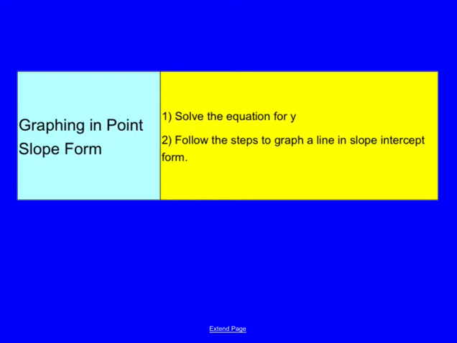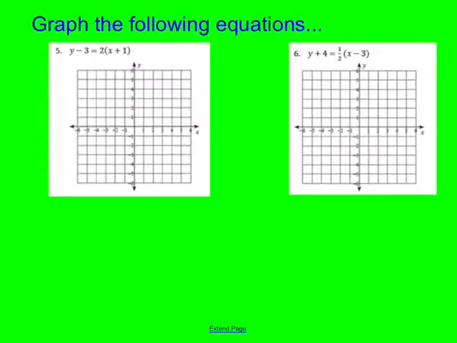Graphing a point or lines in point slope form. The first thing you're going to have to do is solve each of the equations for y, which you did practice on some of your practice sheets. So you'll solve each of the equations for y, and then you're going to follow the steps to graph a line in slope-intercept form. So let's go ahead and take a look at number 5.